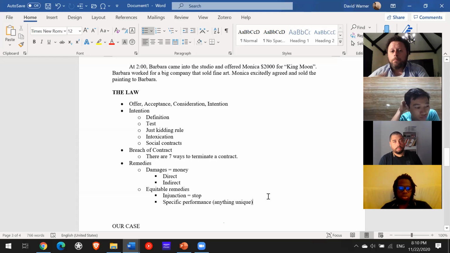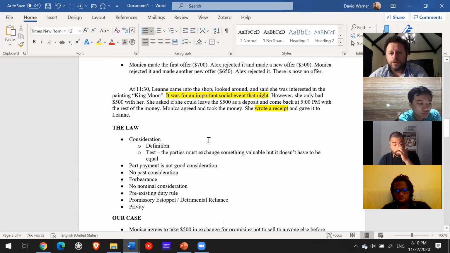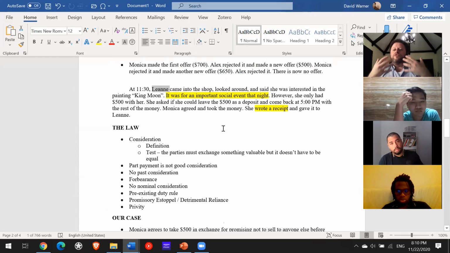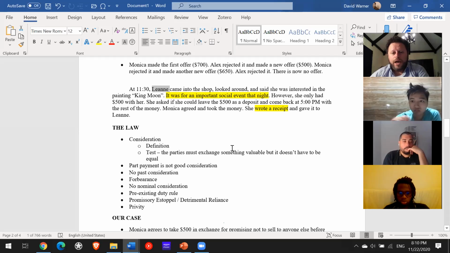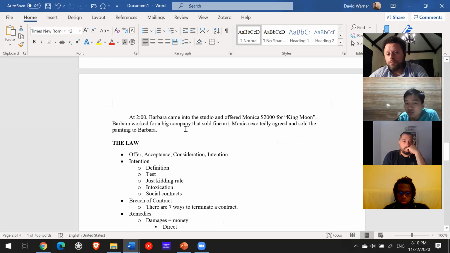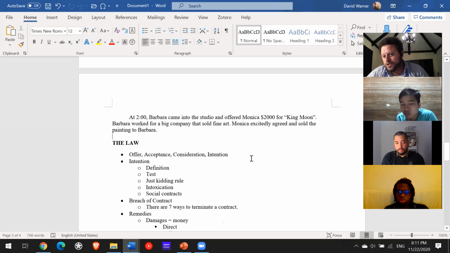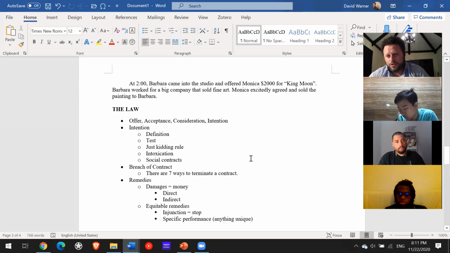So in this case, Monica said to Leanne, I will accept this money from you and I will perform this action of giving you the painting. And now Barbara is going to buy it. I understand Monica did this for a good reason. Not only is it much more money, Barbara works for a big company that sells fine art. So if Barbara likes her painting, maybe this in the future could be very worth it to Monica. Maybe this was a good decision. It's okay that she broke the contract. However, Leanne is definitely going to be upset.